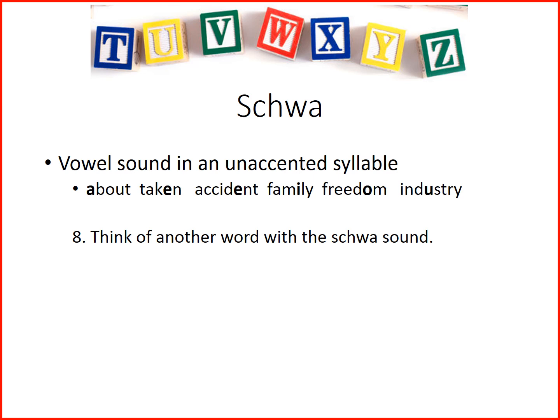Then there's the sound which is called the schwa sound, but it's very similar to the short U. It's just an unaccented syllable. It's the vowel sound in an unaccented syllable, so it could be any of the vowel letters, but it just makes an unaccented, more uh-like syllable, like about, taken, accident, family. You don't even really hear that vowel sound that the short I makes, but you can tell it's a separate syllable. Freedom, industry. So think of another word with a schwa sound. Pause the video and write that down for number 8.